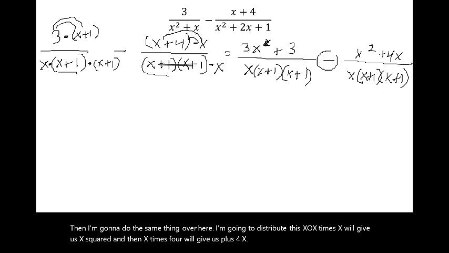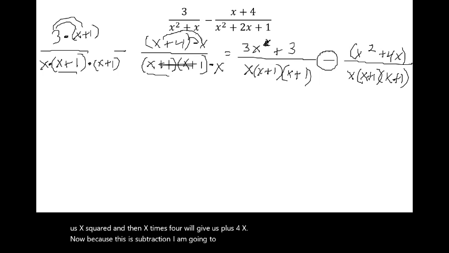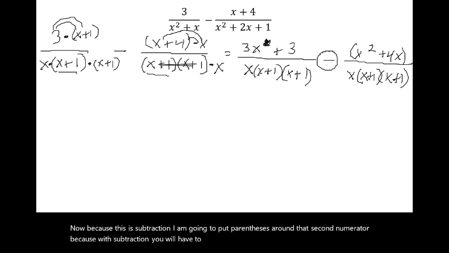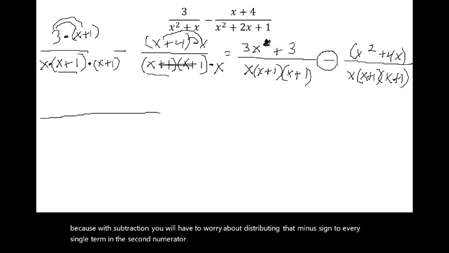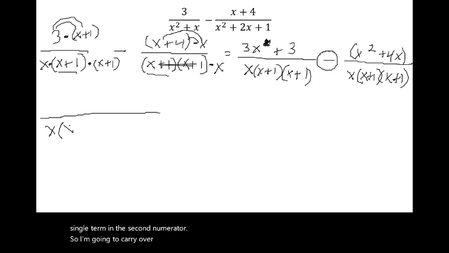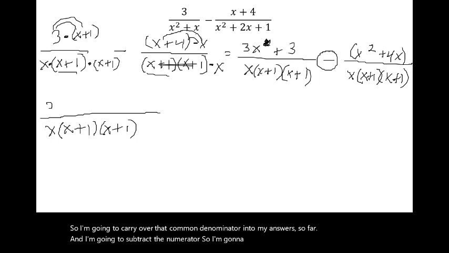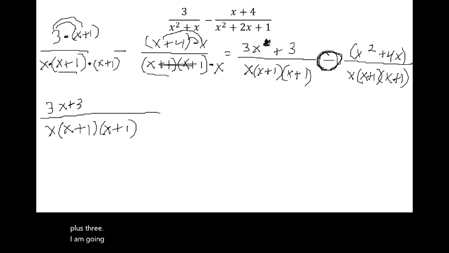Now, because this is subtraction, I am going to put parentheses around that second numerator, because with subtraction, you will have to worry about distributing that minus sign to every single term in the second numerator. So I'm going to carry over that common denominator into my answer so far. And I'm going to subtract the numerator. So I'm going to take the first numerator left alone, 3x plus 3. And I am going to subtract the second numerator with parentheses around it, x squared plus 4x.